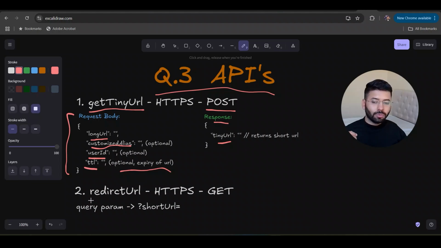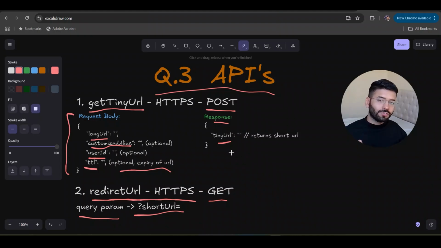And the second API would be related to redirection. So I have mentioned redirect URL as the API name. It would be HTTPS type again, and it's a GET API. So how to pass the short URL? I mentioned I can pass that as a query param because it's a GET API. So I can do something like short URL equal to. So this was my answer.